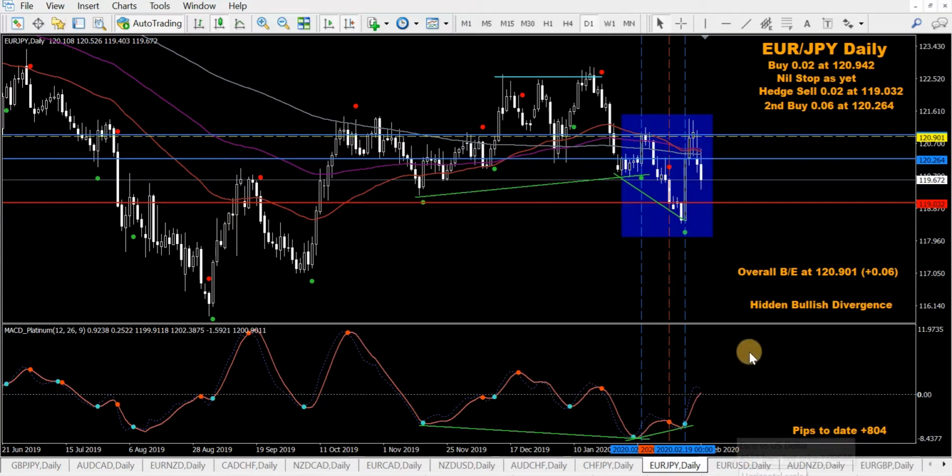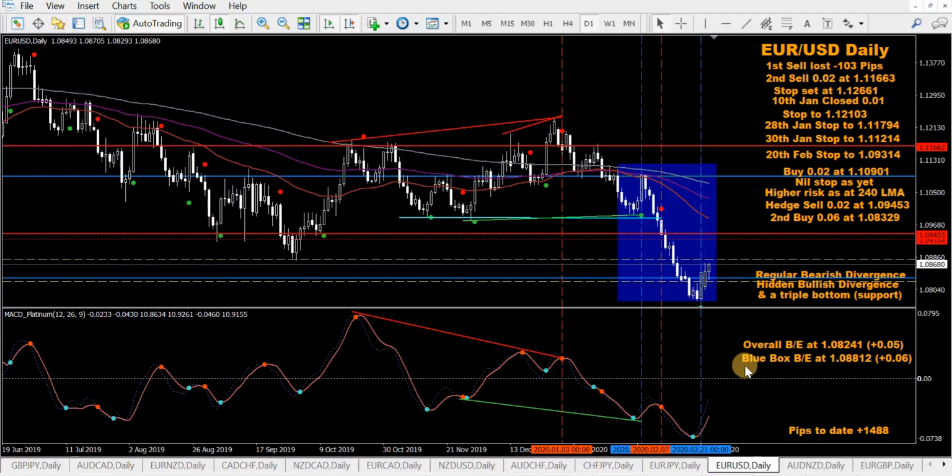Euro USD, this is looking better. Took a sell back here. Now you'll see my blue box here. This sell's completely separate. It's an old trade. Stop and place down here for that sell. Read my notes. Then I took a buy, hedge sell, second buy. This is the overall break-even level down here.